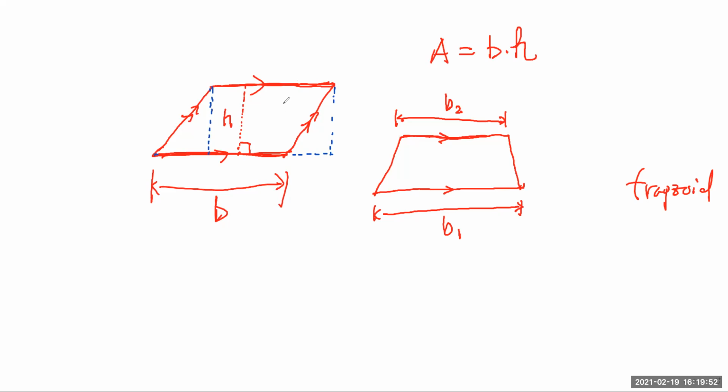If you look at a parallelogram, we also have two bases, but in that case both bases are the same length. Now what we can do is make an exact copy of this trapezoid and turn it upside down, and we are going to get a parallelogram.